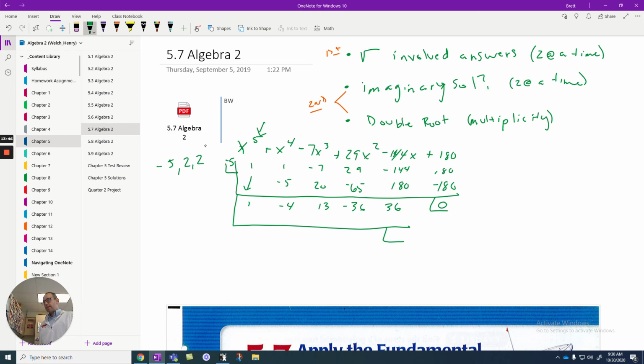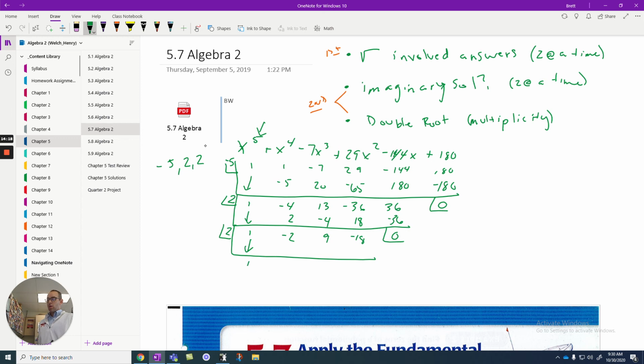So I'm going to run the next number, which would be a 2. Run the 1. 2 times 1 is 2. -4 and 2 is -2. 2 times -2 is -4. That makes 9 times 2 is 18. -36 plus 18 is -18. 2 times -18 is -36. And there's my 0. Now, because 2 is a double root, or what we call a multiplicity, we get to reuse it. It's not a one-off throwaway.